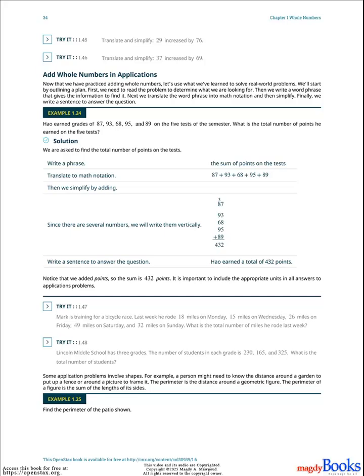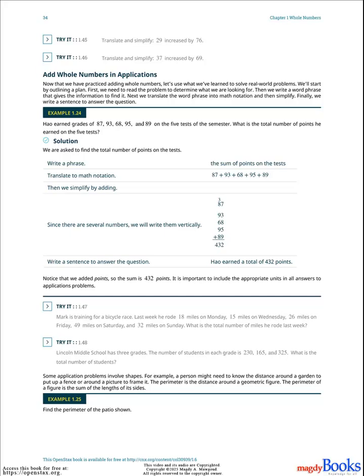5. Add whole numbers in applications. Now that we have practiced adding whole numbers, let's use what we've learned to solve real-world problems. We'll start by outlining a plan. First, we need to read the problem to determine what we are looking for. Then we write a word phrase that gives the information to find it. Next we translate the word phrase into math notation and then simplify. Finally, we write a sentence to answer the question.